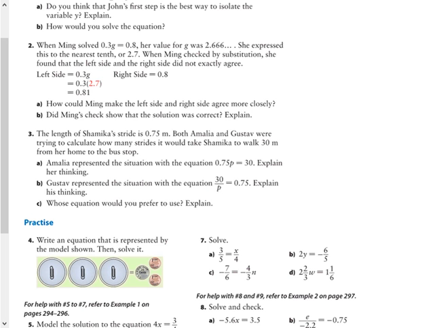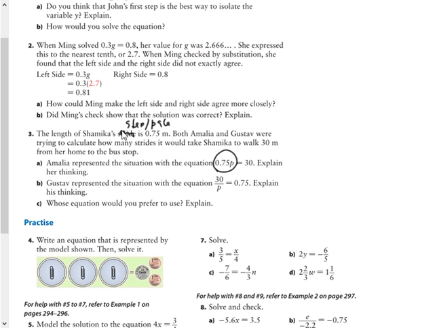Question 3. The length of Shamika's stride is 0.75 meters. So she went stride, another fancy word for stride, for those of you, is a step or a pace, whatever you want to call it. Both Amalia and Gustav were trying to calculate how many strides it would take Shamika to walk 30 meters from her home to the bus stop. Amelia represented the situation as 0.75 multiplied by the number of paces, or p, will equal 30. Explain her thinking. And Gustav represented the situation with the equation 30 divided by the number of paces p will equal 0.75.